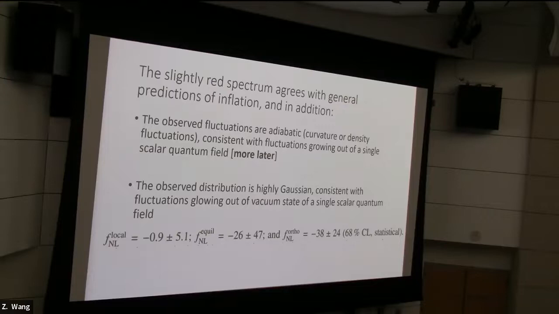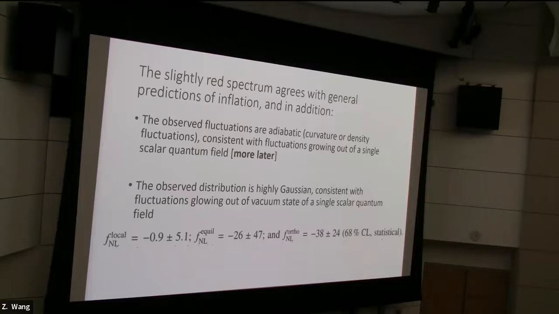This slightly red spectrum agrees very well with the general prediction of inflation. In addition, this is expressed in terms of power spectrum, meaning it's Gaussian. And if you test the Gaussianity of this fluctuation, it's very, very Gaussian to a high degree. In addition, this is also consistent with what we call adiabatic fluctuation. And this is a signature of fluctuation growing out of a single field, the vacuum distribution of a single field. And I'll get back to that point a little bit later.